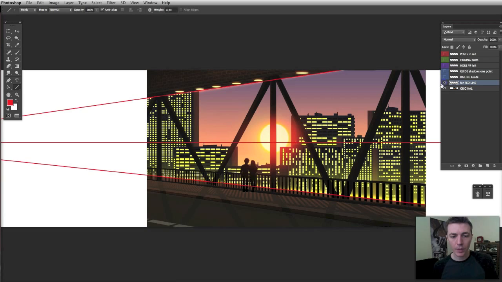That is how you find the horizon line. Get 2 parallel things, take them out to infinity, see where they touch, and then run the horizontal back, and that will be your horizon line.